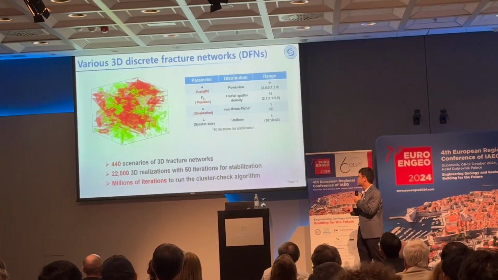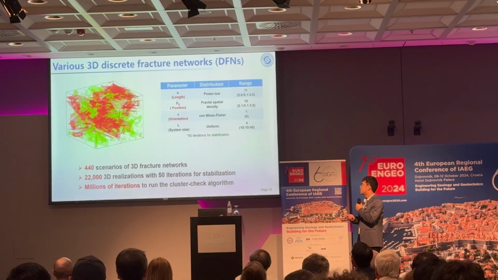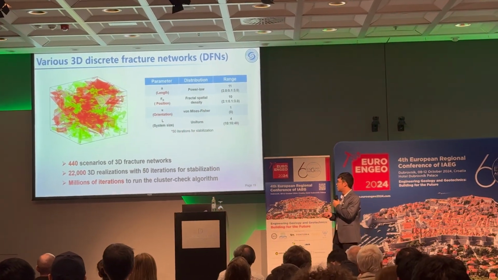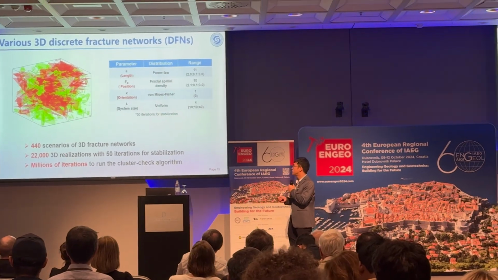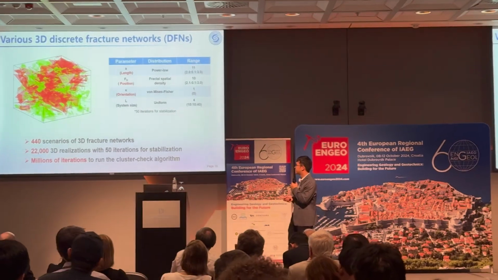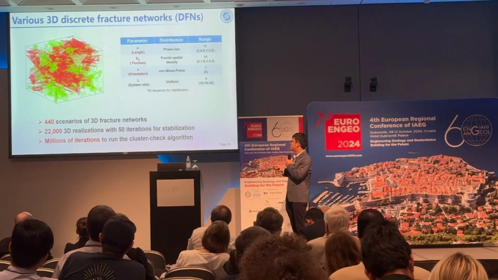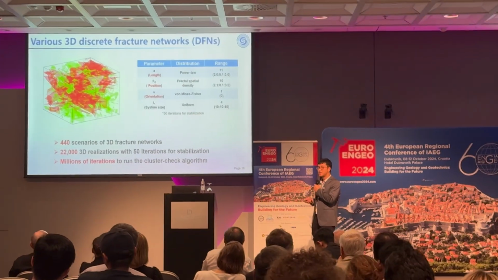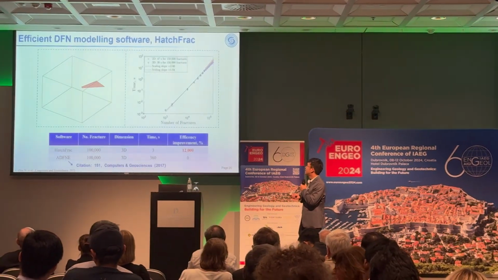If we want to make the results stable, we need to stabilize them with multiple iterations. In our case, for each scenario, we will stabilize it with 50 iterations. So in total, we will have 22,000 3D realizations. In this case, if we want to find the spanning cluster, we need to run the cluster check algorithm millions of times. It is very time-consuming, and we need very powerful software to do that. And we have done this.